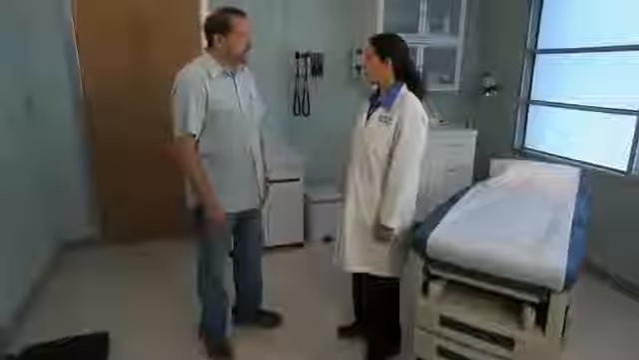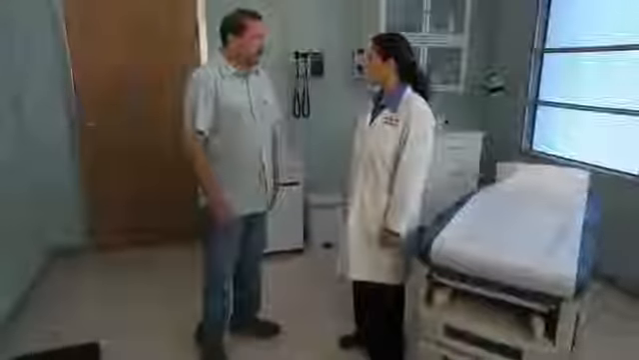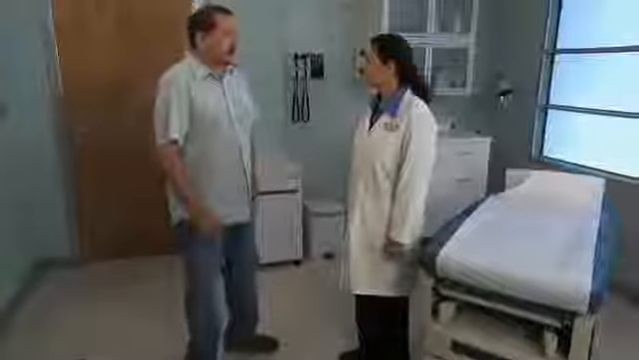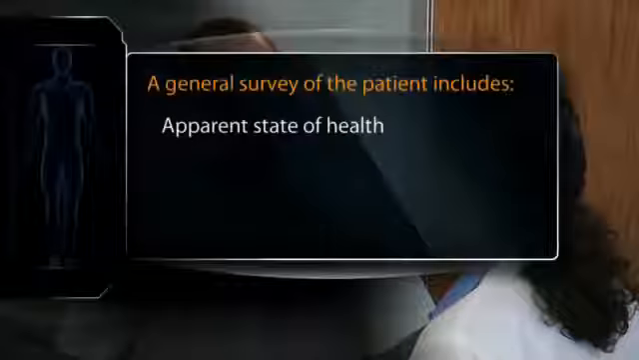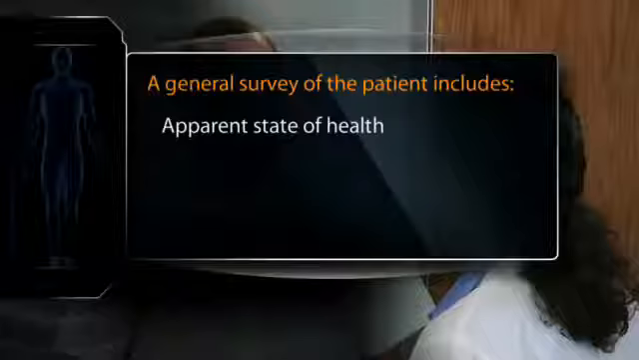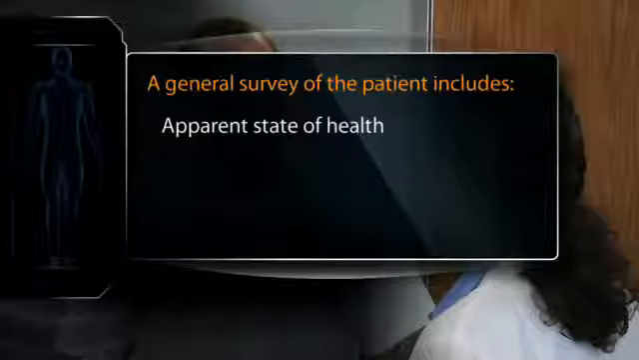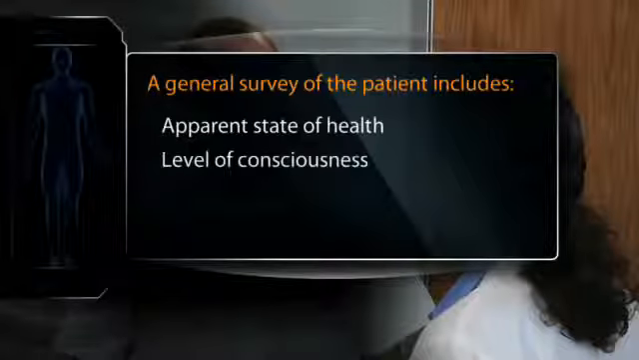With the patient's health history in mind, and after good hand hygiene, you are ready for the general survey. Through study and repetition, the examination will flow more smoothly and your technique will become more proficient. Typically, the physical examination begins with the general survey of the patient. This includes apparent state of health based on observations throughout your encounter, level of consciousness.